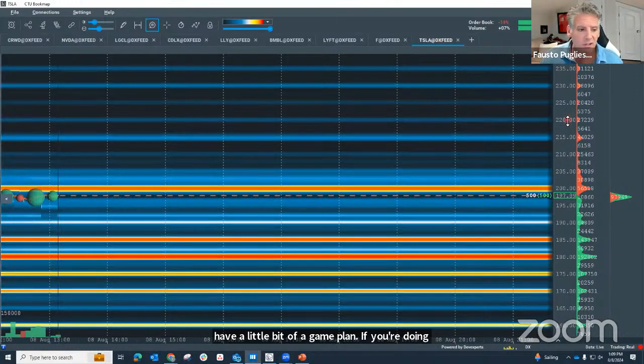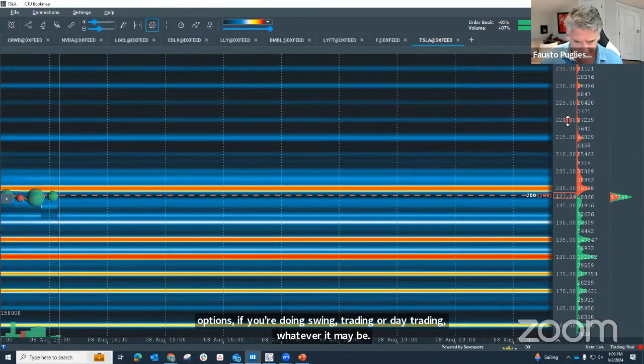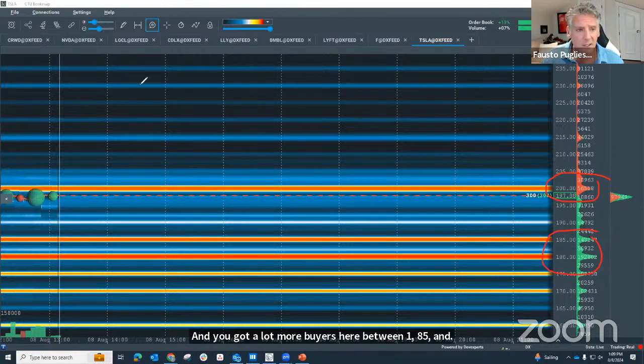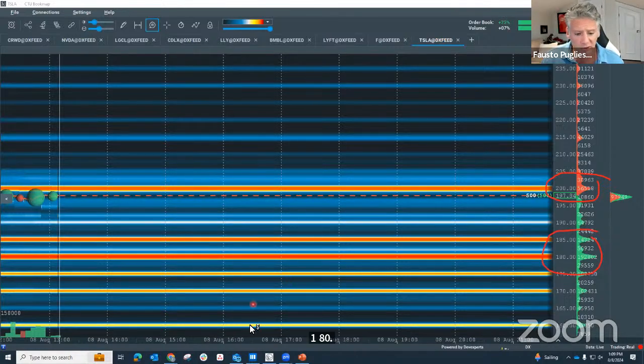All right. So now you can see right here that we're looking at the stock. And if you look at these red lines right here, there are some big sellers right around 200. And you got a lot more buyers here between 185 and 180. Now, watch this carefully.